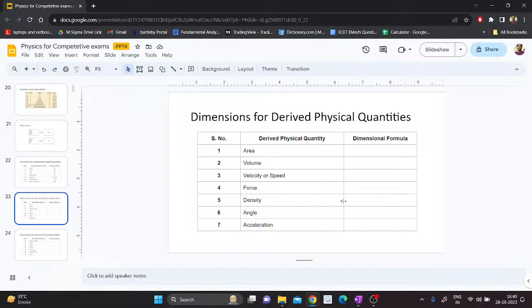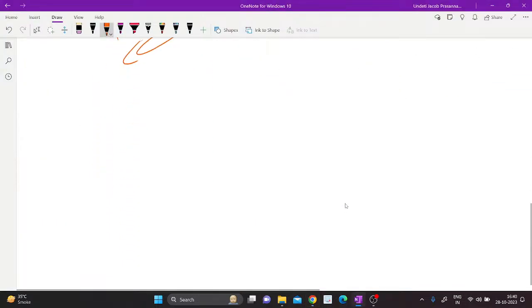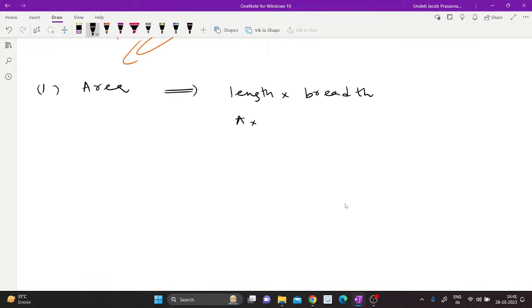I'm writing down the dimensional formula for each and every derived physical quantity here. The first one is area. Like I told you, area can be taken as length into breadth. Various shapes have different areas, different formulas. That can be taken as pi r square. Surface area of a sphere can be taken as 4 pi r square. Surface area of a cylinder is 2 pi r into L. So area can be of any form, such as area of a circle.